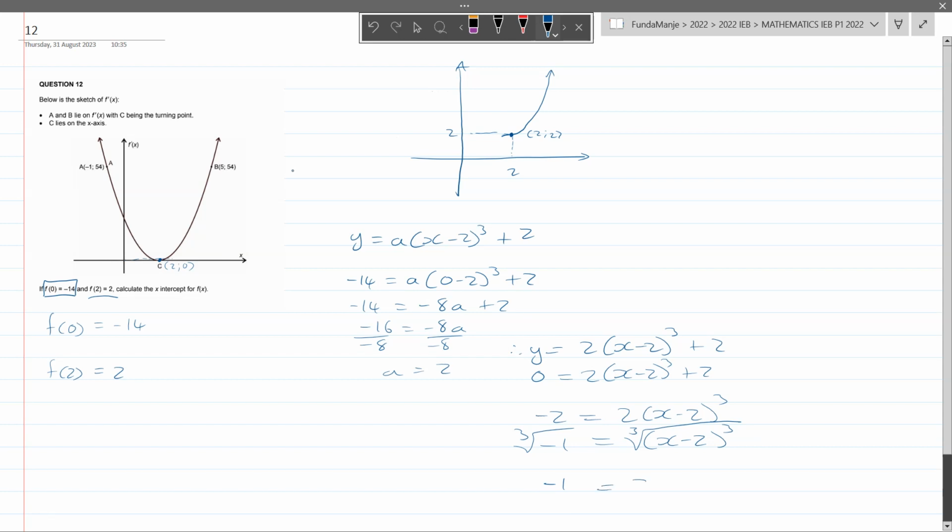And here we get x minus 2. Take 2 to the other side, it will be 2 minus 1, then x equals 1. Therefore our function will go down at x equals 1. So something like that. At that point 1, that's our x-intercept. So yeah, that's the x-intercept for f, and that's how you would solve it.